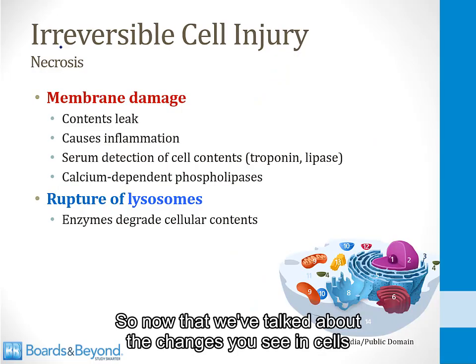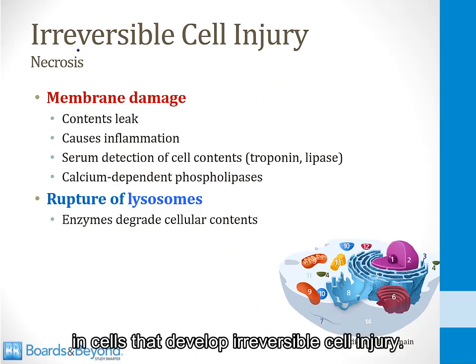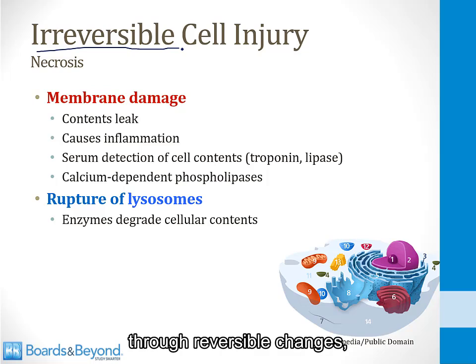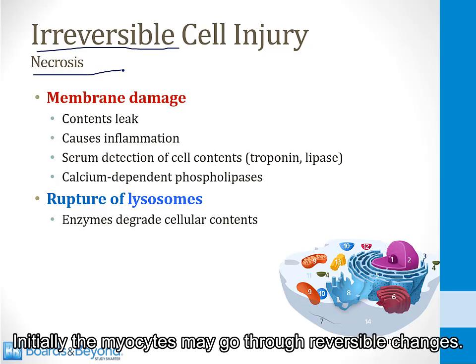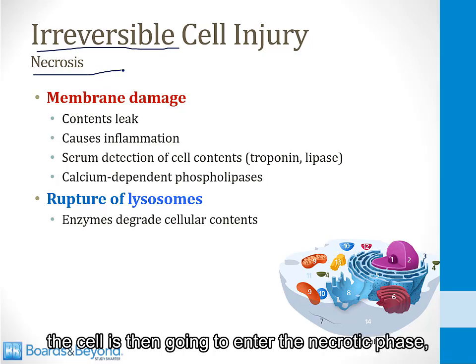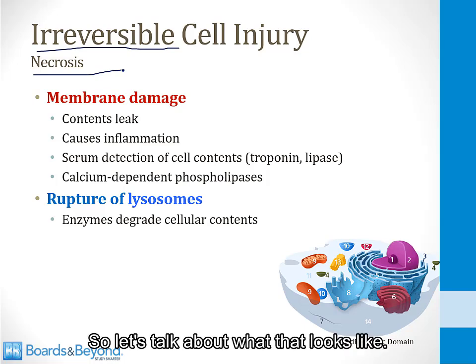So now that we've talked about the changes you see in cells that undergo reversible cell injury, let's talk about the changes you see in cells that develop irreversible cell injury. These are cells that have progressed through reversible changes and are going to undergo necrosis. So once again, let's go back to our example of the heart when it suffers from ischemia. Initially, the myocytes may go through reversible changes, but if the ischemia persists, the cell is then going to enter the necrotic phase and undergo irreversible cell injury. So let's talk about what that looks like.